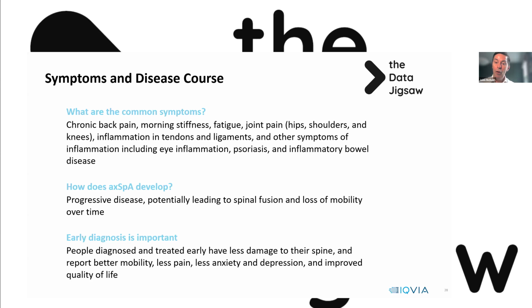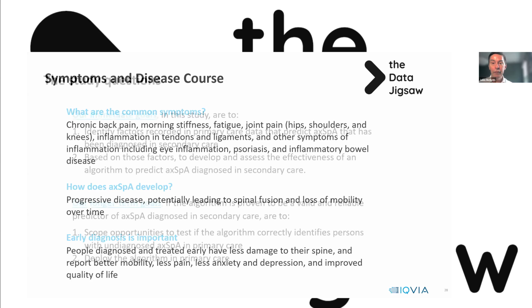It's a progressive disease. It occurs over time and potentially can lead to spinal fusion and loss of mobility, as I mentioned, although that's not the case in all patients with axial spondyloarthritis. But it's clear that early diagnosis is important. People that are diagnosed early and treated early have less damage to the spine, and research shows that they report better mobility, less pain, less anxiety and depression, and have an improved quality of life.